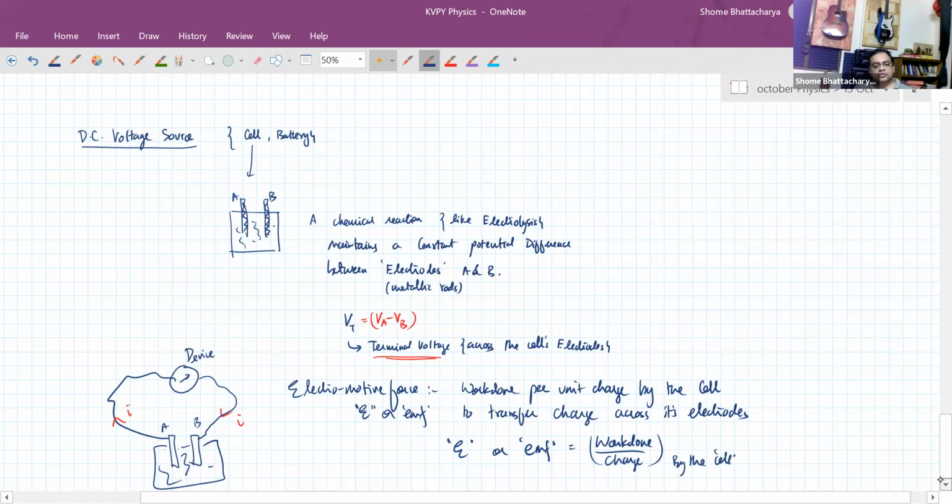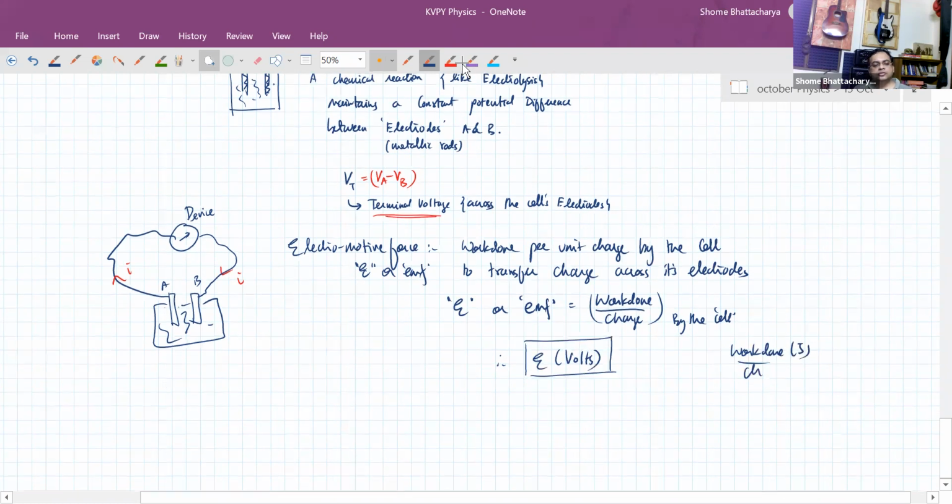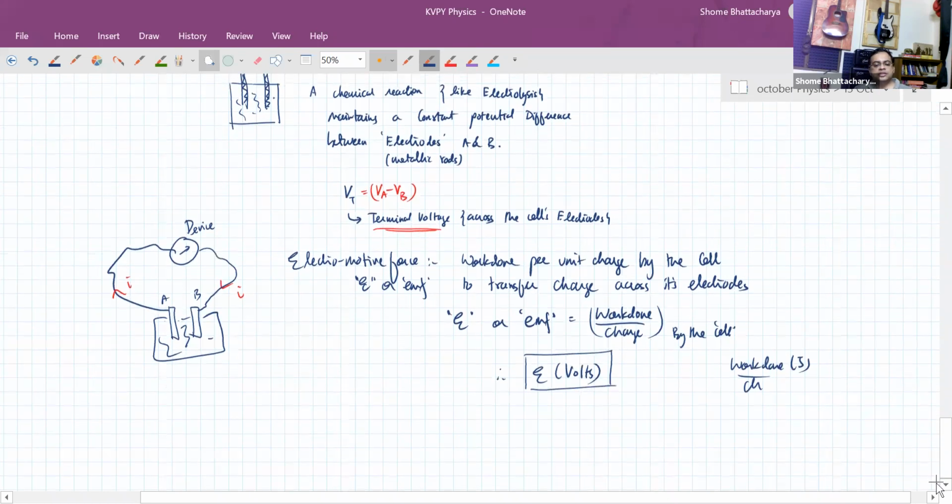So you can understand that EMF is also expressed in volts, because as we have defined, the unit of work done divided by charge is joule per coulomb, which is the same thing as volts.